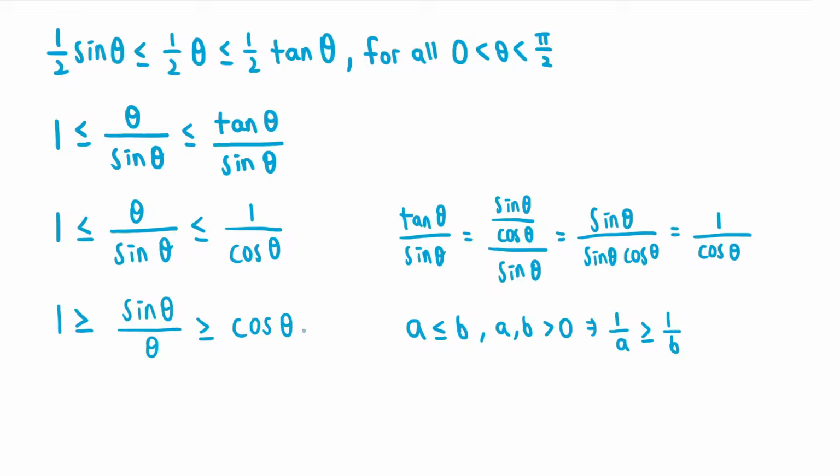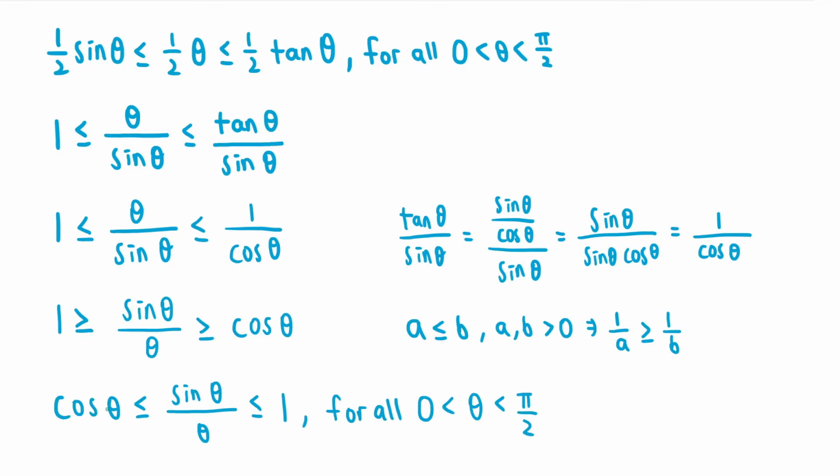And of course we can be sure that all three terms are positive, because for the first term, 1 is clearly positive. For the second term, theta takes on possible values between 0 and pi over 2, which is positive, and sine of theta is positive for these theta values. So theta over sine of theta must be positive. And for the third term, cosine of theta is also positive for the given theta values, so 1 over cosine of theta must also be positive. We can rewrite the inequality as cosine of theta less than or equal to sine of theta over theta less than or equal to 1 by reordering the terms, and we end up with the same inequality. And of course this is only true for 0 less than theta less than pi over 2.